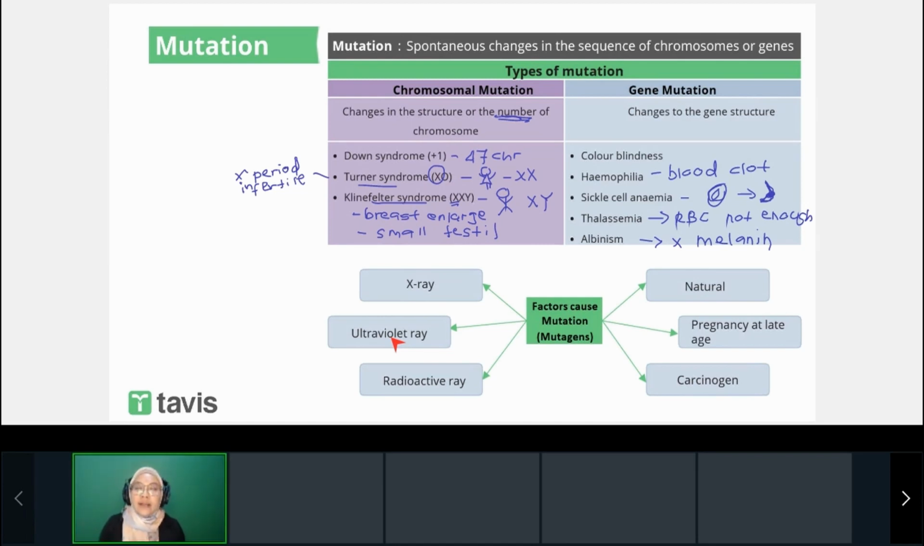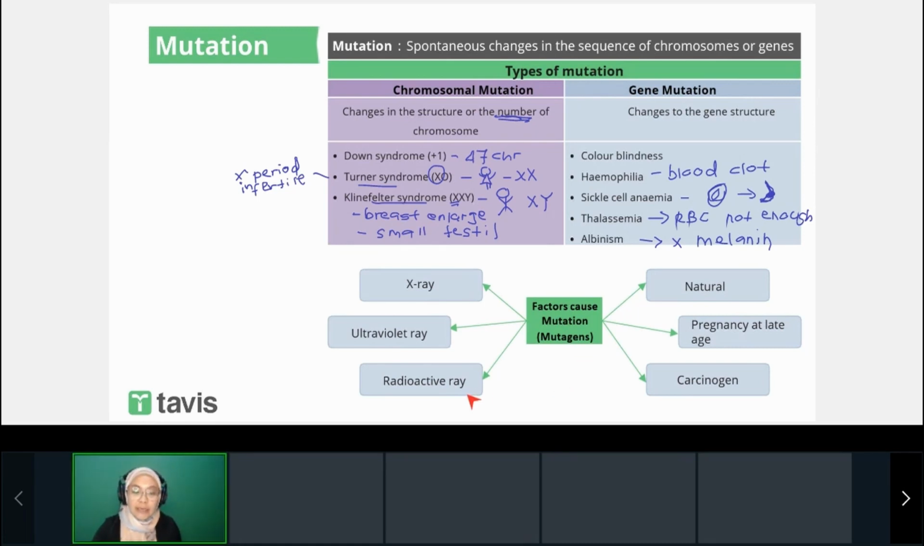Okay, I'll give a situation. Nowadays our ozone layer is getting thinner due to the release of chlorofluorocarbons. The ozone layer becomes thinner, so it cannot filter the ultraviolet ray from the sun. The long-term effect of this ultraviolet ray may cause skin cancer. That's why all of us are advised to wear sunblock. Okay, radioactive ray, in the form of radioisotopes, is usually used in cancer treatment, chemotherapy, radiotherapy.